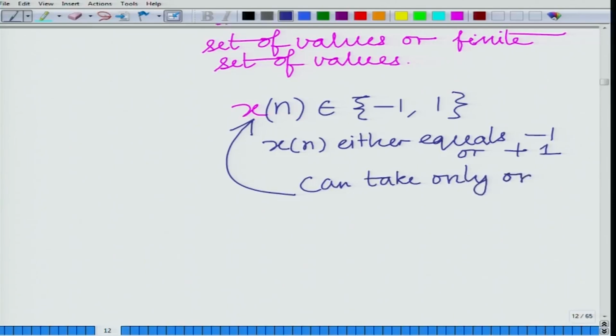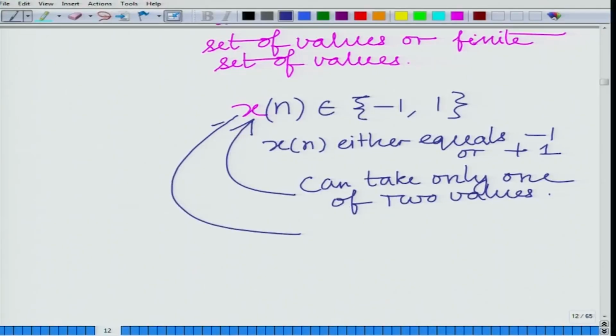Only one of 2 values, and this frequently occurs, for instance, in communication. This is termed a binary phase shift keying system, where a transmitted digital symbol can either be -1 or +1. A voltage level can be -1 volts or +1 volts to indicate the information symbol 0 or 1. For instance, this occurs in digital communication.